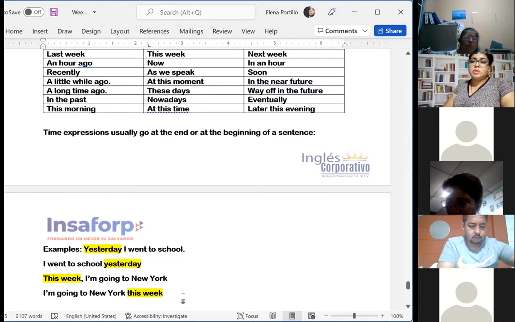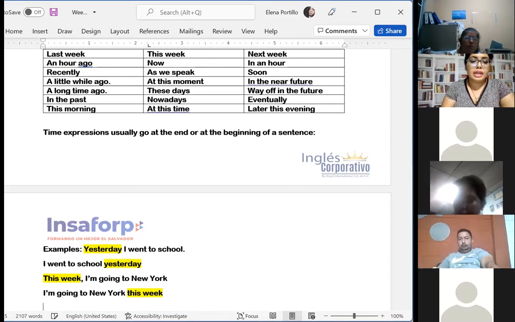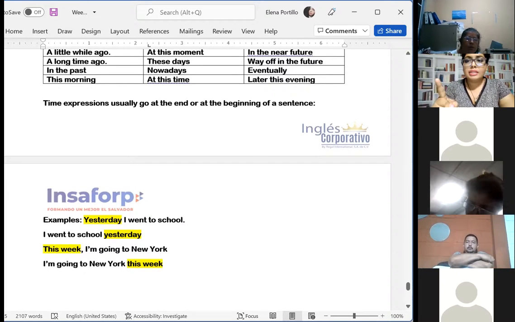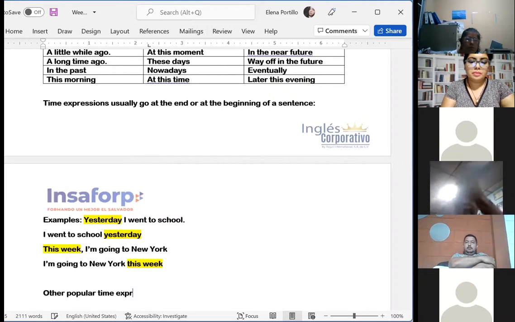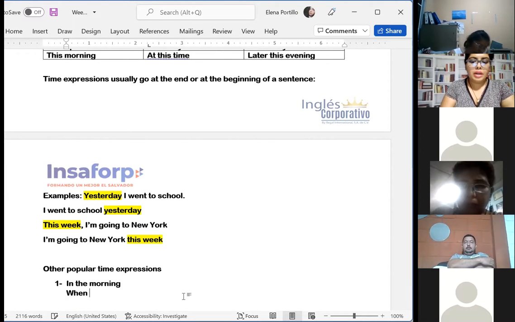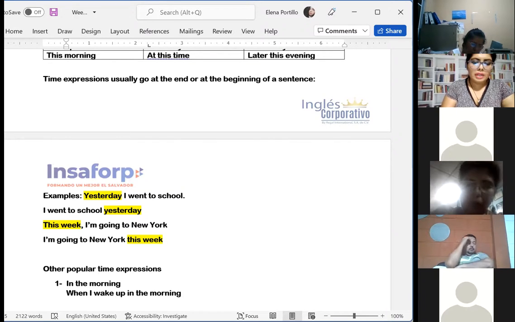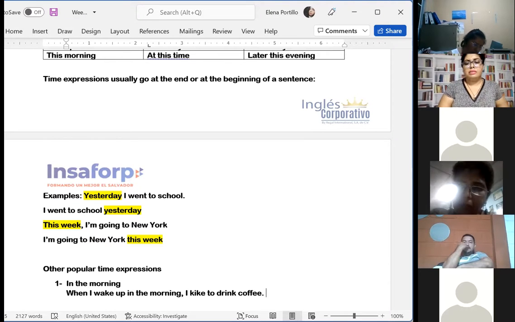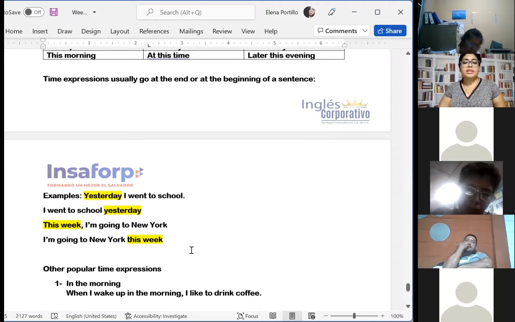And we have other popular time expressions that we are going to develop the next day, but I'm going to give you the first one. Other popular time expression, and this one is very used, and it is in the morning. And we have an example. When I wake up in the morning, I like to drink coffee. So we have the sentence: when I wake up in the morning, I like, in this case, I use another verb, I like to drink coffee.